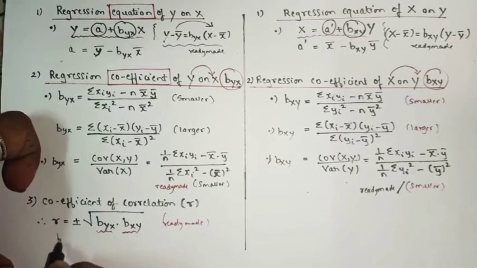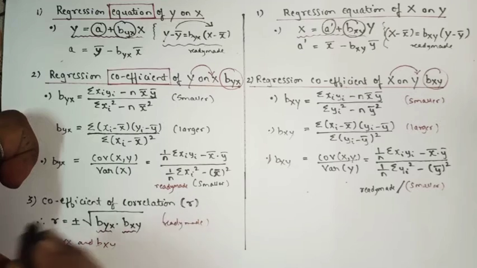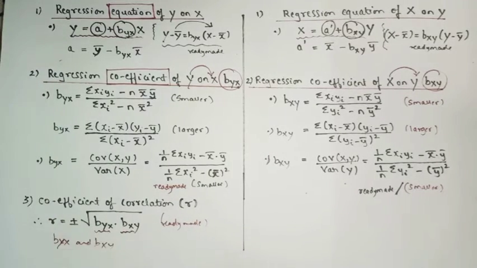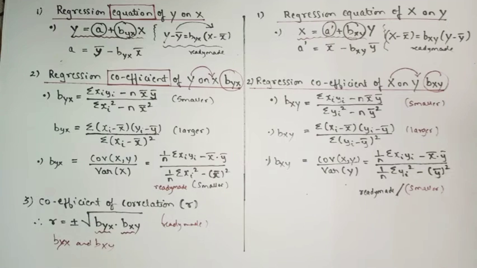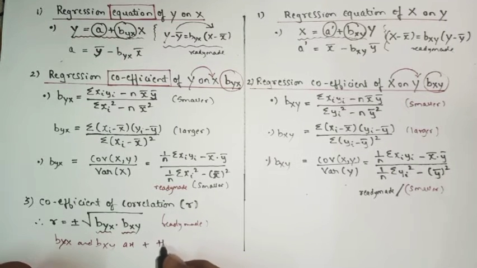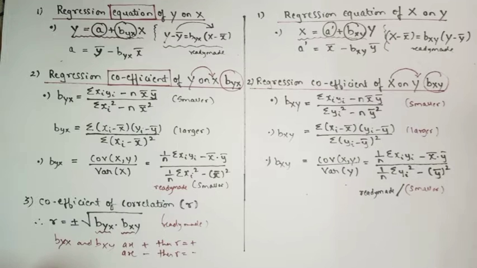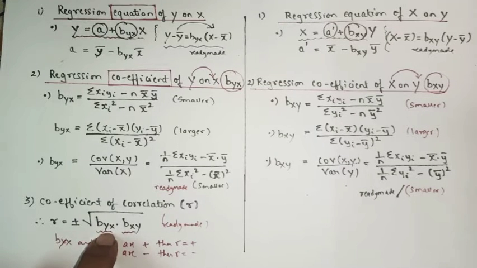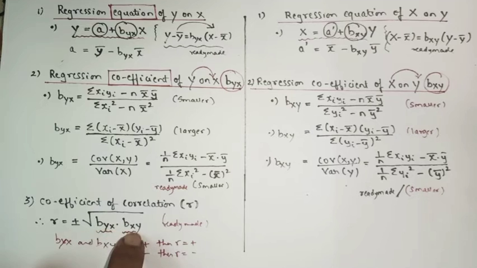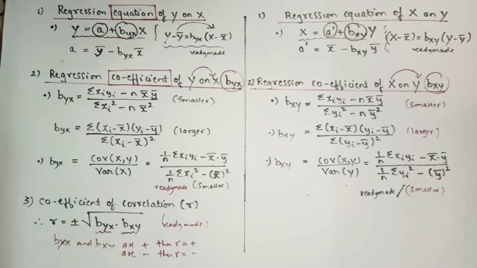Now remember, for byx and bxy, the value of r will be either positive or negative. So how to guess whether it will be positive or negative? If both the values of byx and bxy are positive, then r is positive. If both the values of byx and bxy are negative, then r is negative. If in case you are getting byx positive and bxy negative, then straight away you have to think that your answer is wrong.